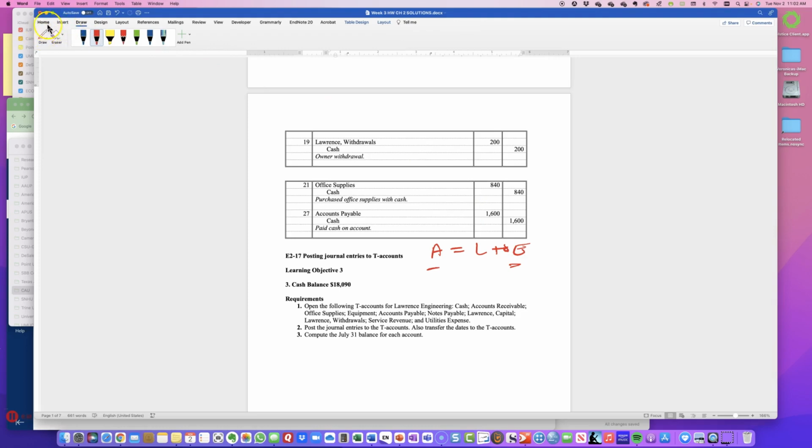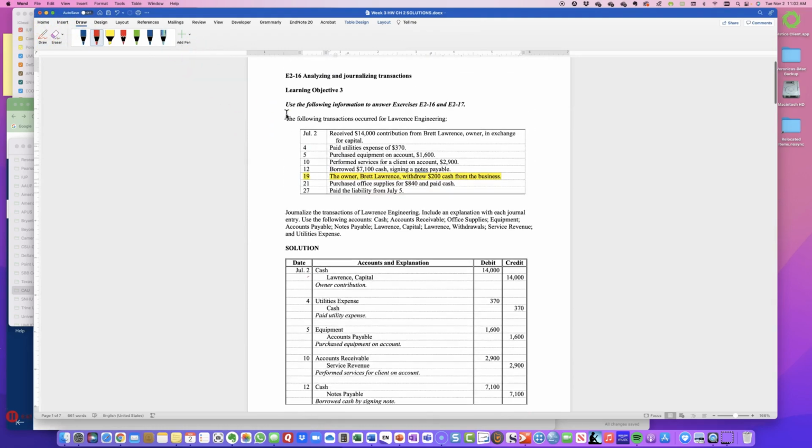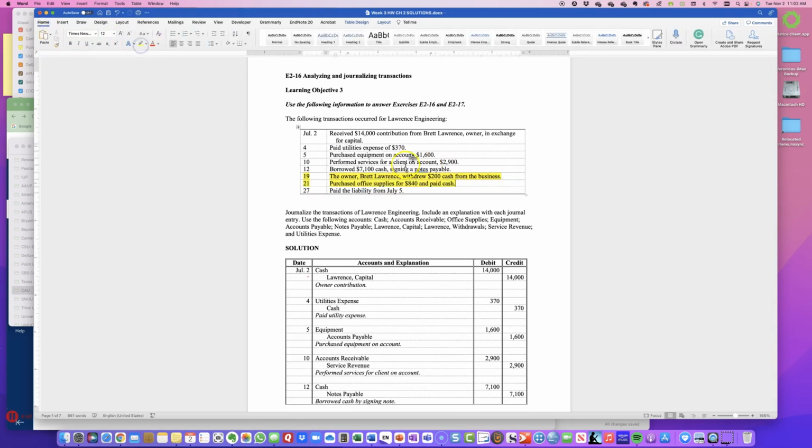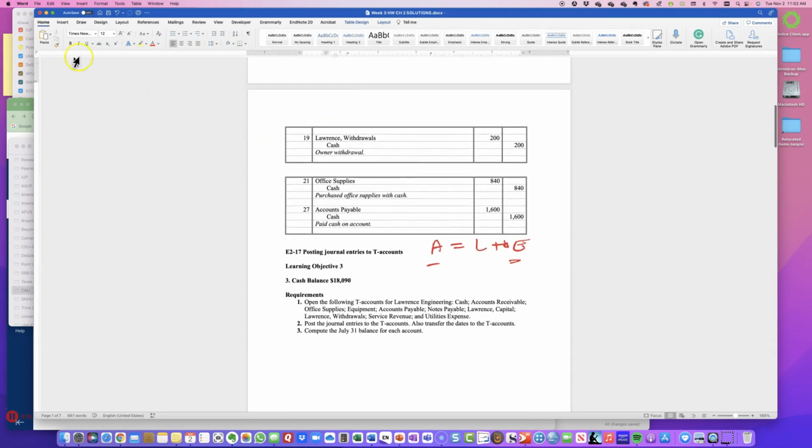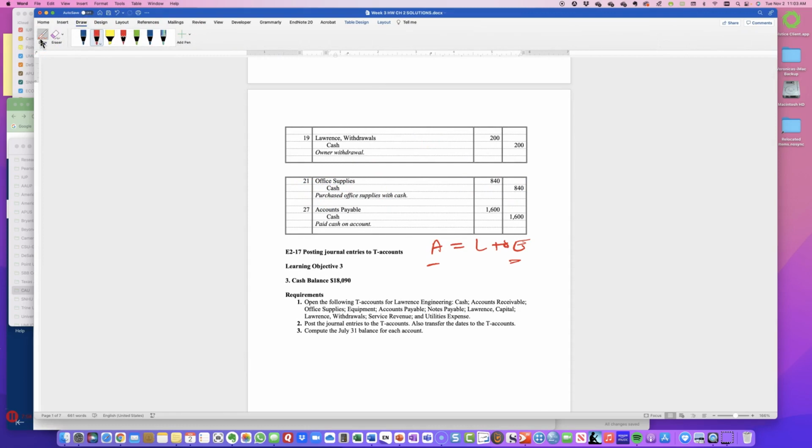Okay. Then moving back up, let's focus on this one where we purchased office supplies for $840 and paid cash. In this case, we're going to debit office supplies for $840 and credit cash for $840. So if we go back, we're reducing our asset account cash, and we're also adding to our office supplies.